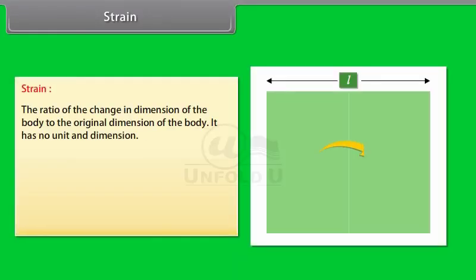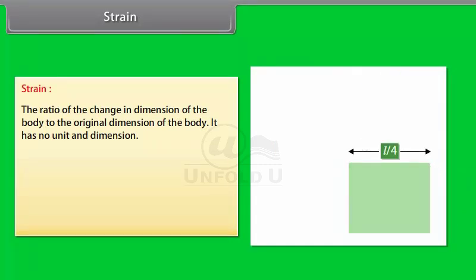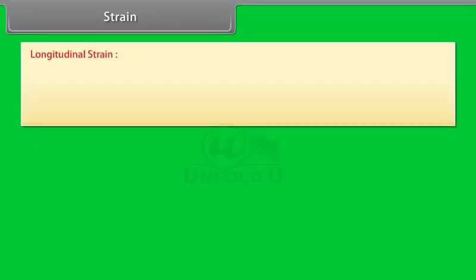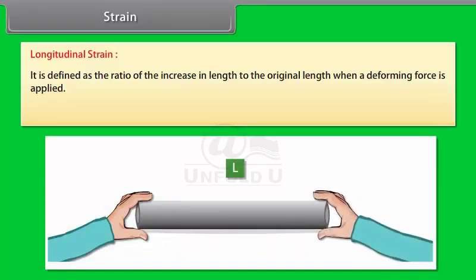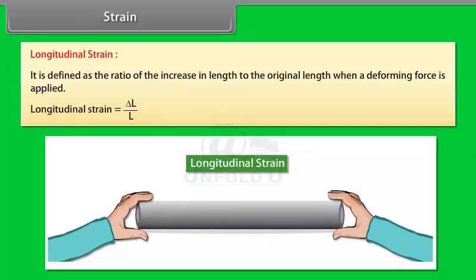Strain. Strain is defined as the ratio of the change in dimension of the body to the original dimension of the body. It has no unit and dimension. It is of three types: longitudinal strain, volumetric strain, and shearing strain. Longitudinal strain. It is defined as the ratio of the increase in length to the original length when a deforming force is applied. Longitudinal strain is equal to delta L by L.